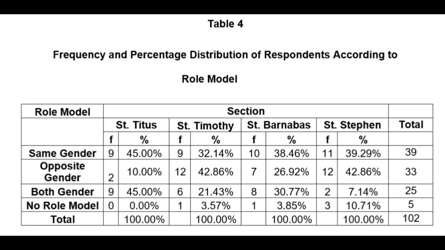In terms of role model, Table 4 reveals that same-gender role model is the most prominent type of role model with 39 or 38.24% out of 102 respondents. Lastly, in terms of deportment grade, Table 5 reveals that Very Satisfactory gets the highest total among all the deportment levels with 59 or 57.84% out of the sample size.